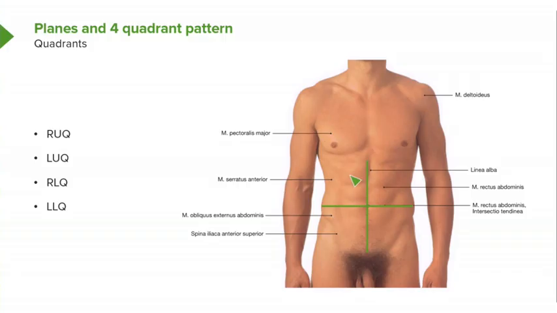Underlying some of these quadrants would be principally the liver and gallbladder in the right upper quadrant. The liver does extend over to the left upper quadrant. We would have the spleen residing within this region, and a good portion of the stomach. In the right lower quadrant, for example, we'd have the appendix and the cecum. And in your left lower quadrant, underlying this particular region, we would have the descending colon and sigmoid colon.